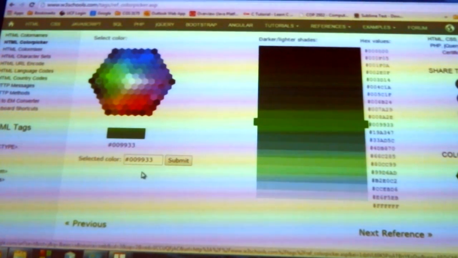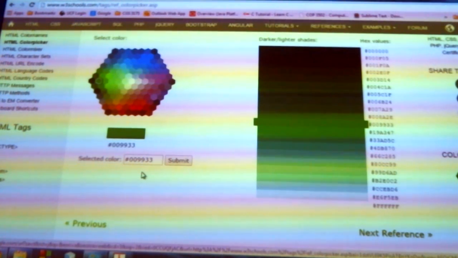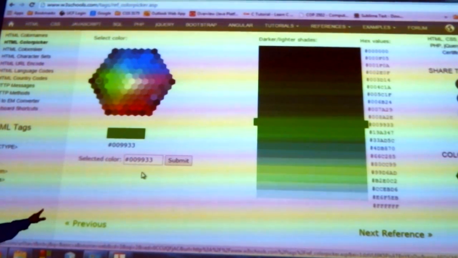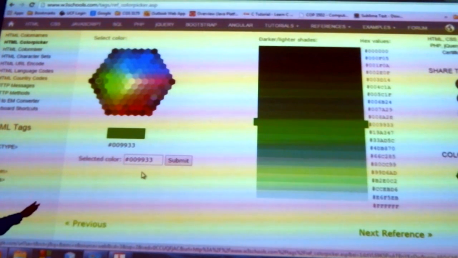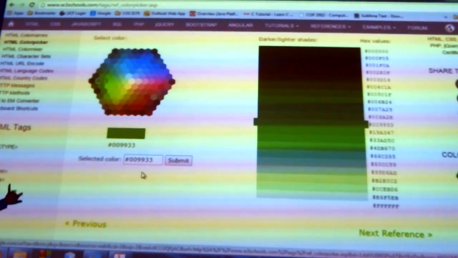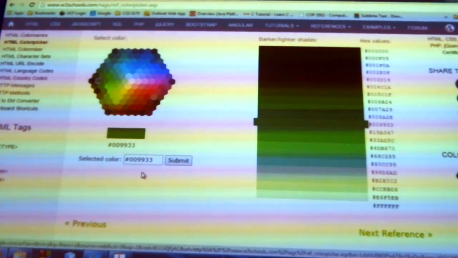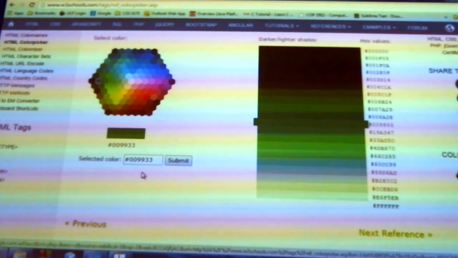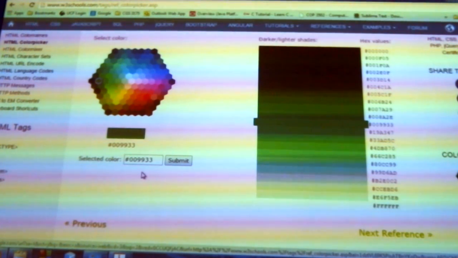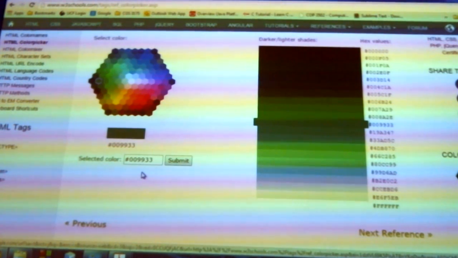So here we have a 009933. So you can see it's really heavy on the green, right? There's no red in this color. It's really heavy on the green because that's up to 9 out of 15. And then the 33 is our blue, so it gives us that color there. So that's how you look at HTML colors from a hex representation, and then it just translates down to your RGB code for HTML.